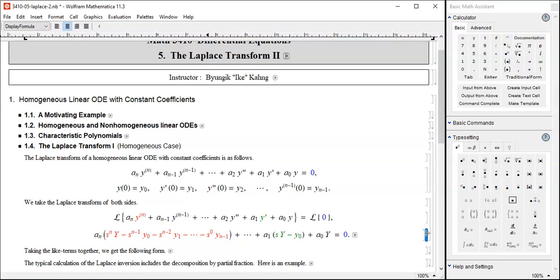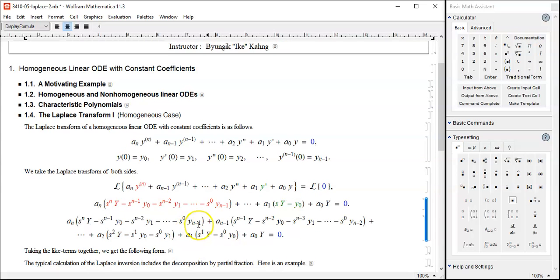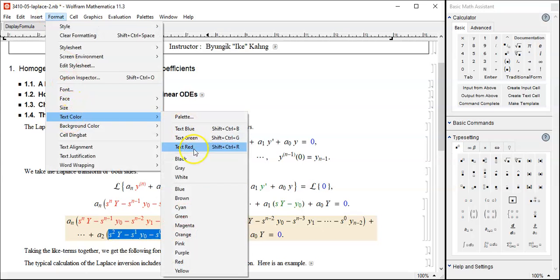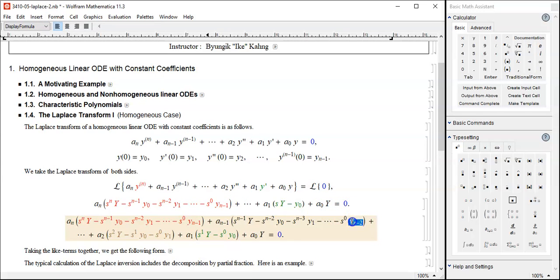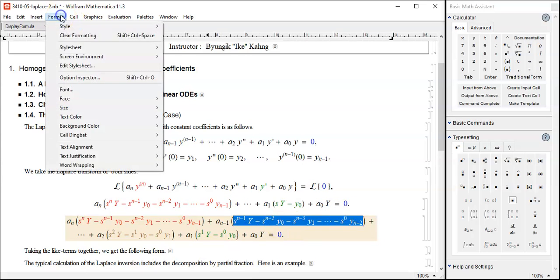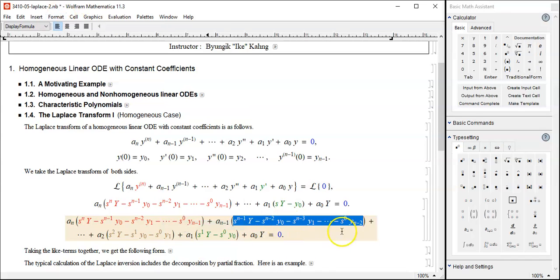Let me show you a little bit more so that you can see the pattern a little bit better. So here, that's the nth derivative. And then this is the first derivative. And then this one, some other color. Okay, all right. Just to help you see the pattern a little bit better. Okay, now take the like terms together.